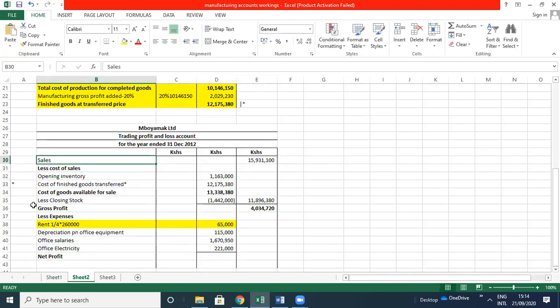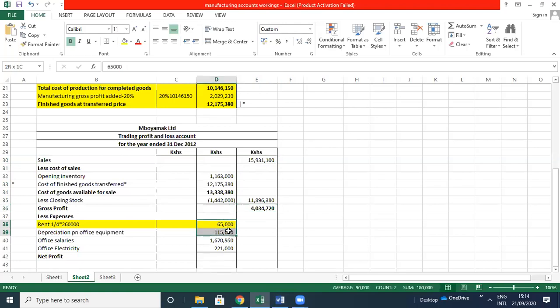Gitonga, gross profit is equal to sales minus the cost of sales. It is not an addition. It's supposed to be a subtraction between these two figures. So 59.1 minus 11,896 should give us the gross profit of 4 million.